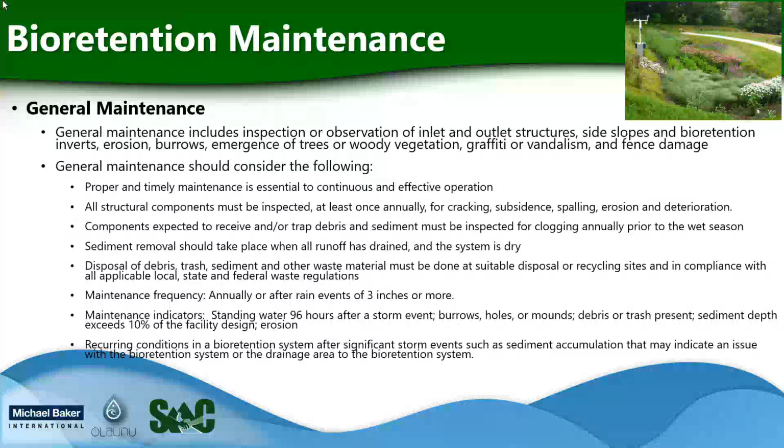Maintenance frequency should be at least annually or after rain events of 3 inches or more for Southern California locations. Maintenance indicators include standing water 96 hours after a storm event, burrows, holes, or mounds, debris or trash present, sediment, and then the sediment depth exceeding 10% of the facility design capture. Recurring conditions in a bioretention system after significant storm events, such as sediment accumulation, may indicate that there's not an issue with the bioretention system itself, but that the drainage area of the bioretention system needs stabilization.